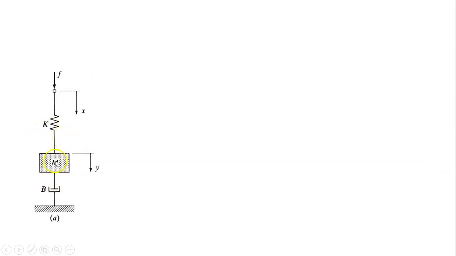For the mass M to be parallel with these elements, always remember mass M should be the last element. Mass M should be the last element. Here mass M is in between K and B. Therefore, we cannot say that mass M is in parallel with K and B. Therefore, same thing it has been written.